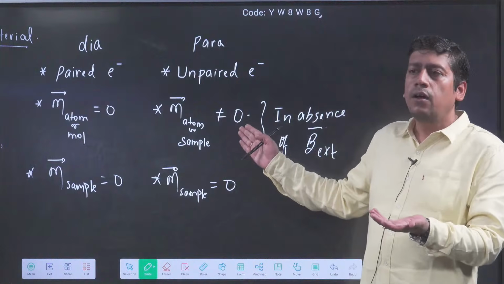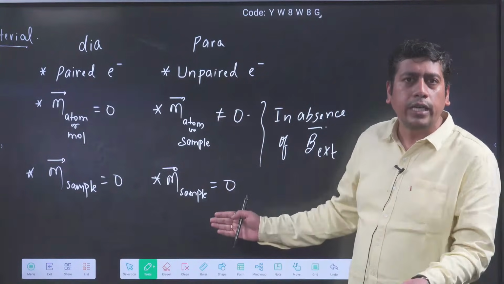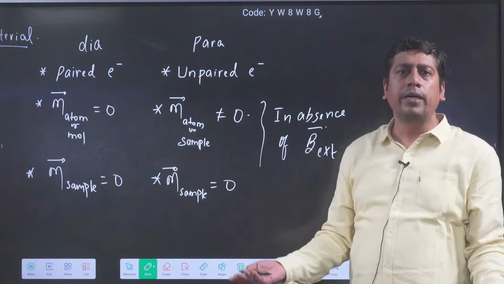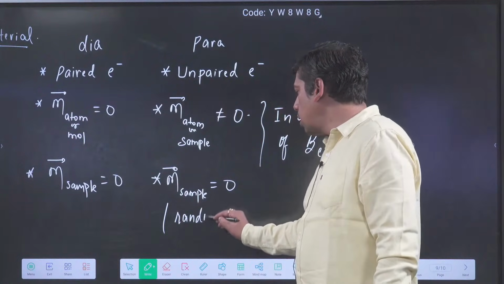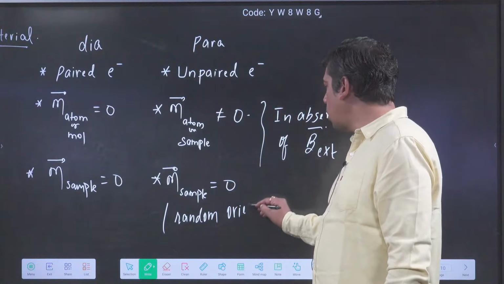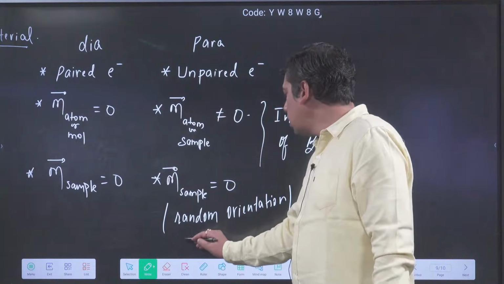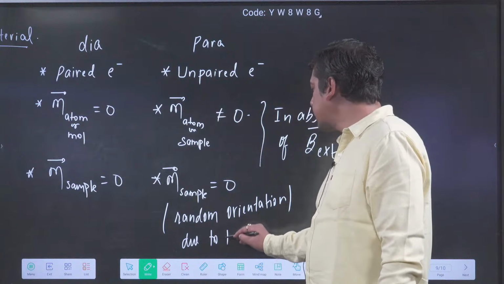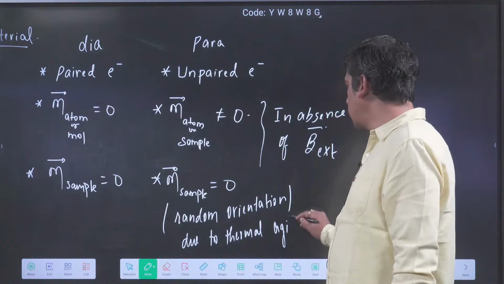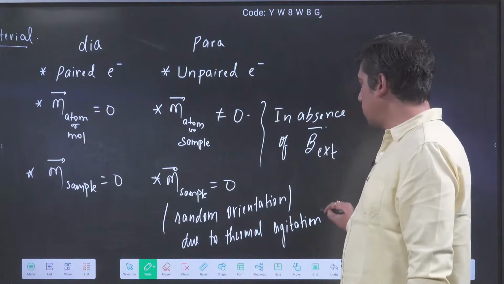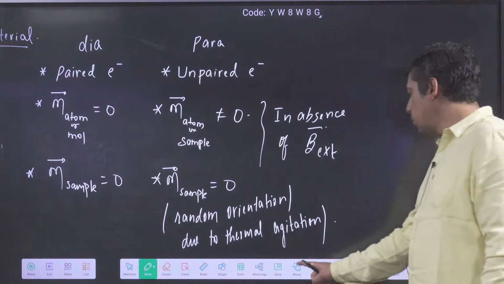But here, one atom or one molecule was having some dipole moment, but you are saying trillions of atoms combined dipole moment is 0. Why? Again the same logic. Due to random orientation. And who is responsible for random orientation? Thermal agitation. Okay?